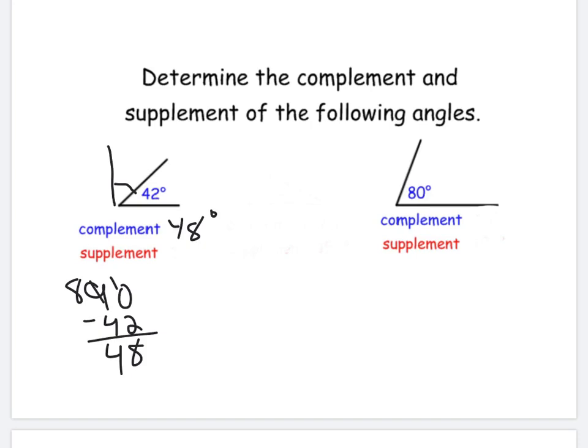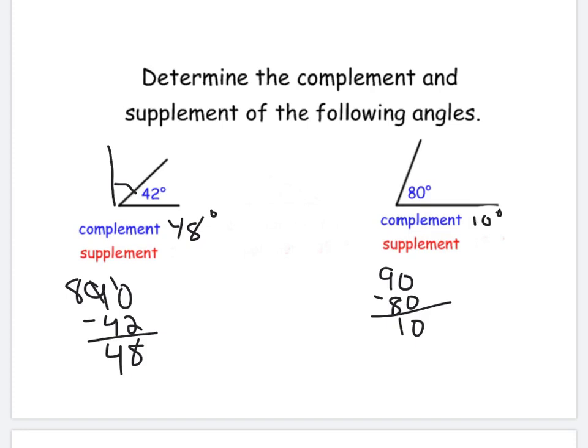I would do the same thing for this one over here. So the other one, I know I have an 80-degree angle. To make 90 degrees, I would take the 90 I want, subtract the 80 that we already used, and I should come up with 10. So its complement, or the other angle that it would have to be in order to be complementary, would be 10 degrees.